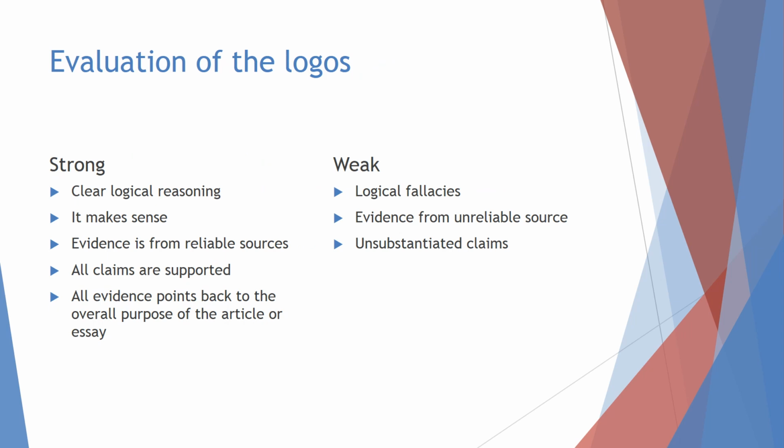And here's some different checklists that you can use when you're evaluating the different rhetorical appeals. Here's the evaluation of the logos. If it's strong, there's clear logical reasoning, it makes sense. Evidence is from reliable sources. They're not just pulling it out of the air. All claims are supported. All evidence points back to the overall purpose of the article or essay. So there's unity. If it's weak, they're using logical fallacies, which we talk about in another lecture.